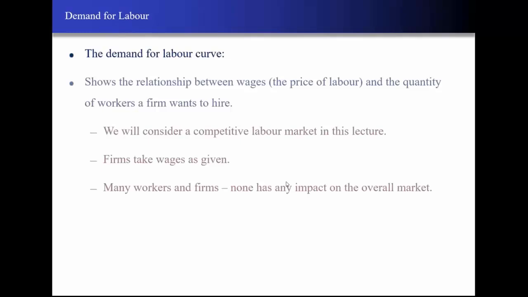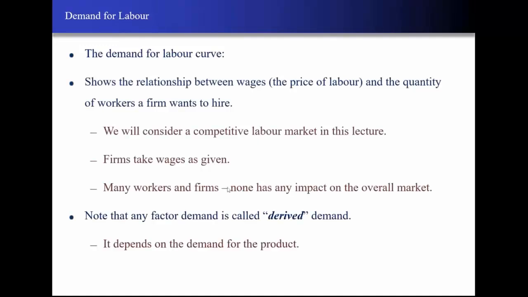And we're going to assume that both the product market and the labor market are perfectly competitive. So that just means that we can assume that the firm will take the product price as given, and the firm will also take the wage as given, okay? They can't influence the wage. They're just a small player. And also the workers, no one has any big impact on the overall market, so they just take things as given.